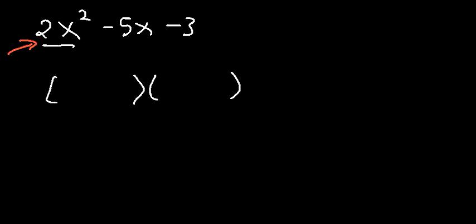So we need two numbers that multiply to 2x squared. The only way to make this work is 2x and x. It has to be that way. Now we need two numbers that multiply to negative 3. So to get 3 in the first place, we need a 1 and a 3. The question is, should it be 1, 3, or should it be 3, 1? Right now, let's try 3, 1.